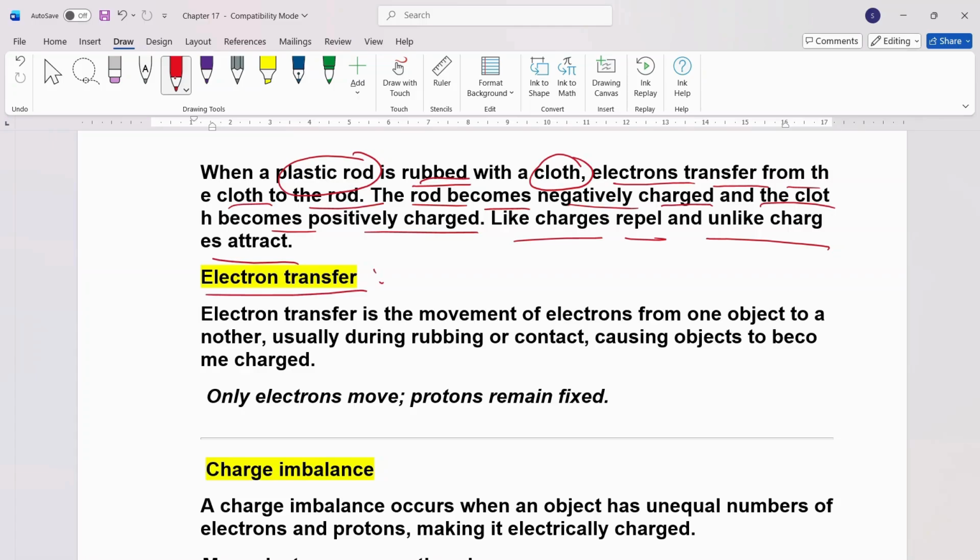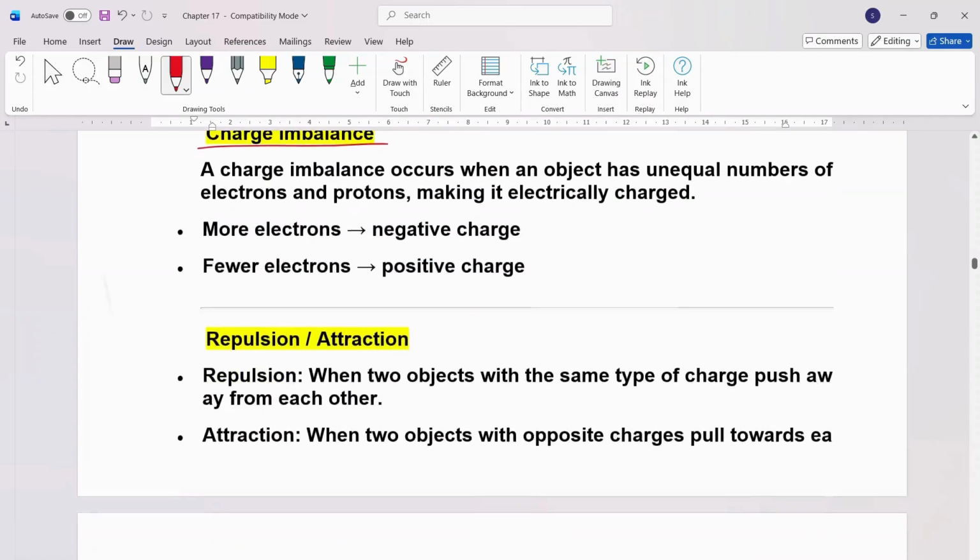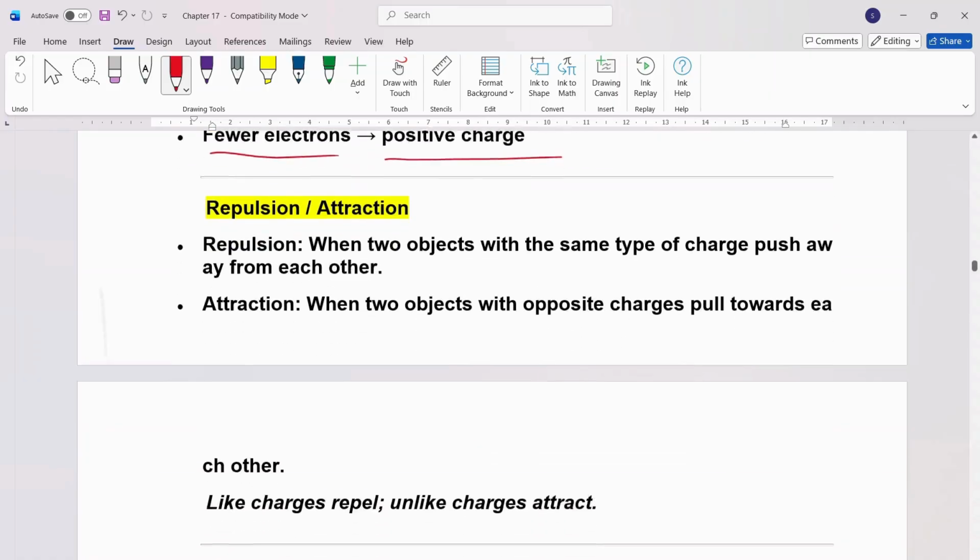Let's talk about electron transfer. Electron transfer is the movement of electrons from one object to another, usually during rubbing or contact, causing objects to become charged. Only electrons move, protons remain fixed. Let's talk about charge imbalance. A charge imbalance occurs when an object has an unequal number of electrons and protons, making it electrically charged. More electrons, negative charge; fewer electrons, positive charge.